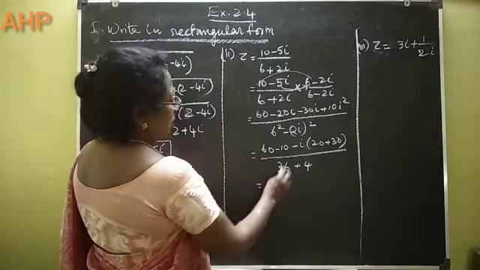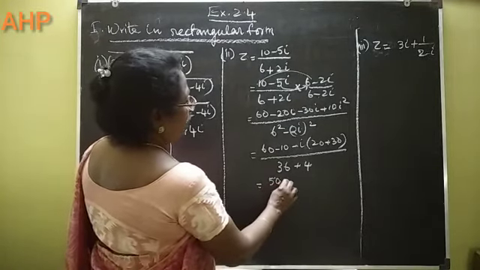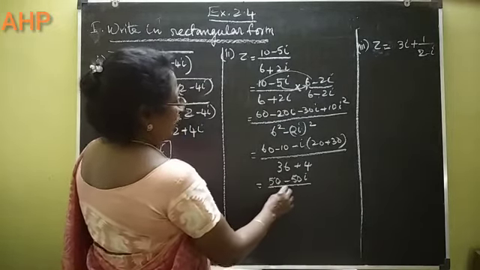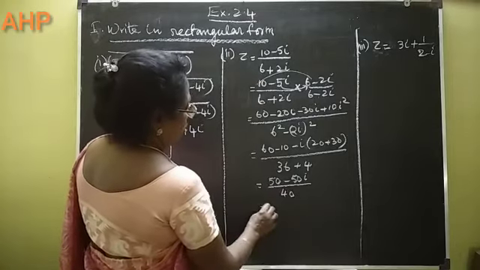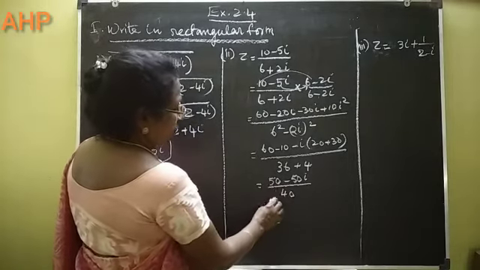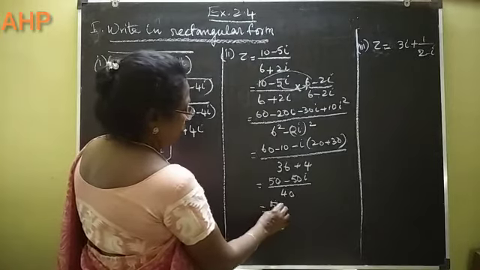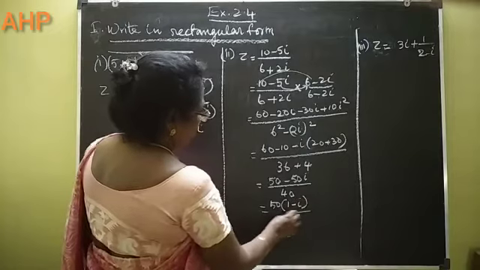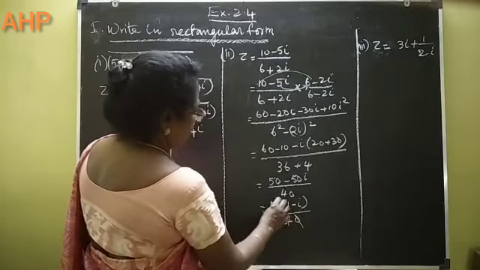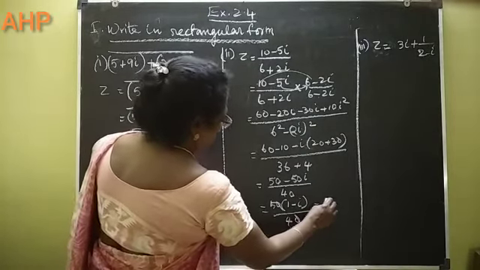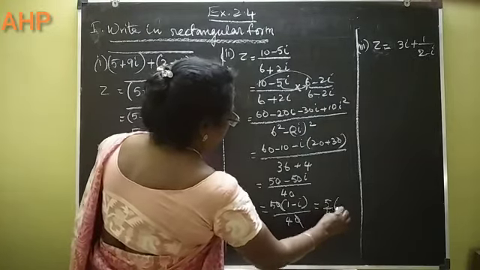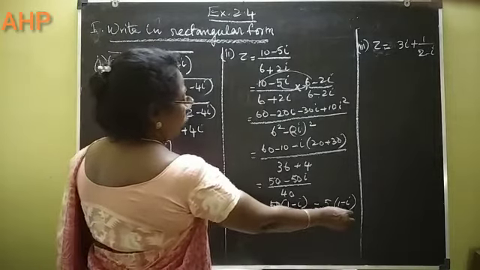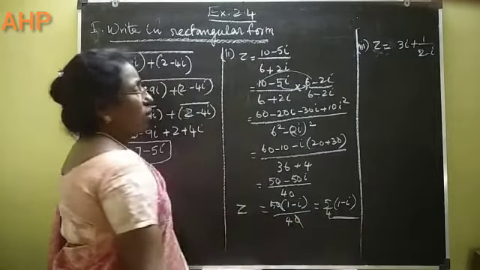So 60 minus 10 gives you 50 minus 50i divided by 40. If you want to simplify this further, we can take 50 common outside. We get 1 minus i divided by 40. We can cancel this. This is equal to 5 by 4 into 1 minus i. So z is equal to 5 by 4 into 1 minus i is its rectangular form.